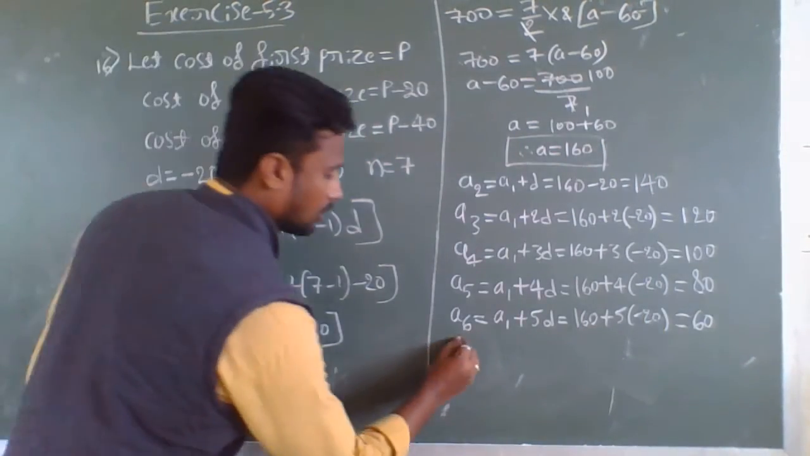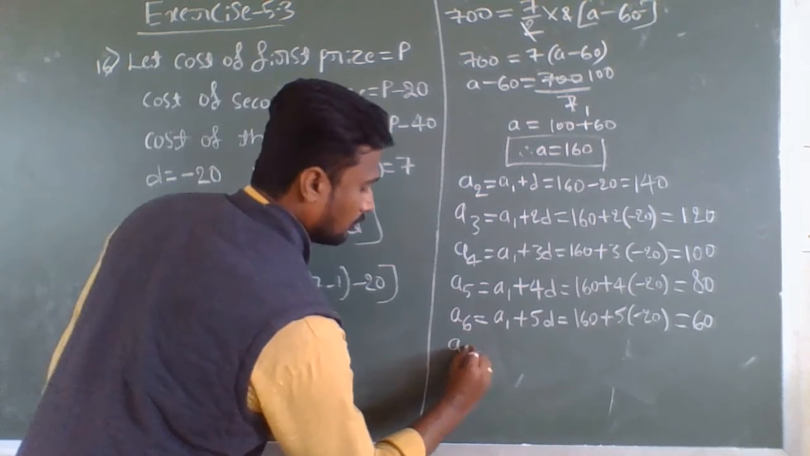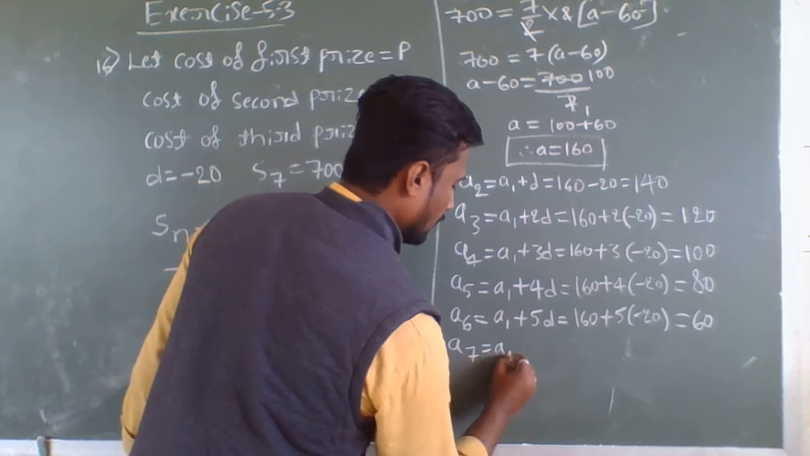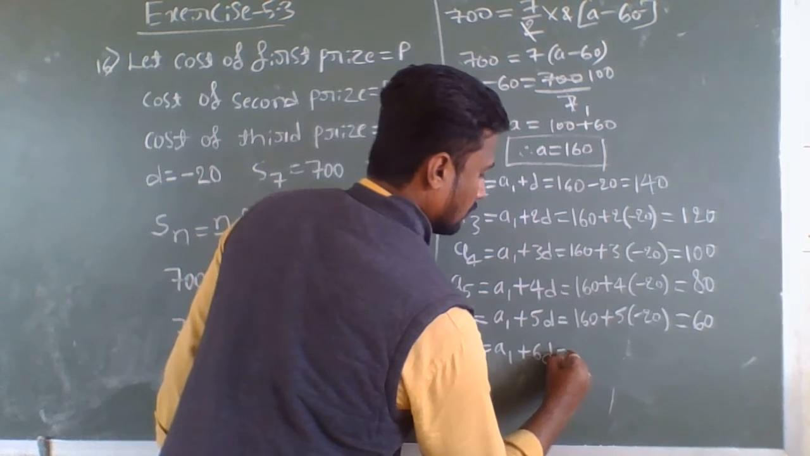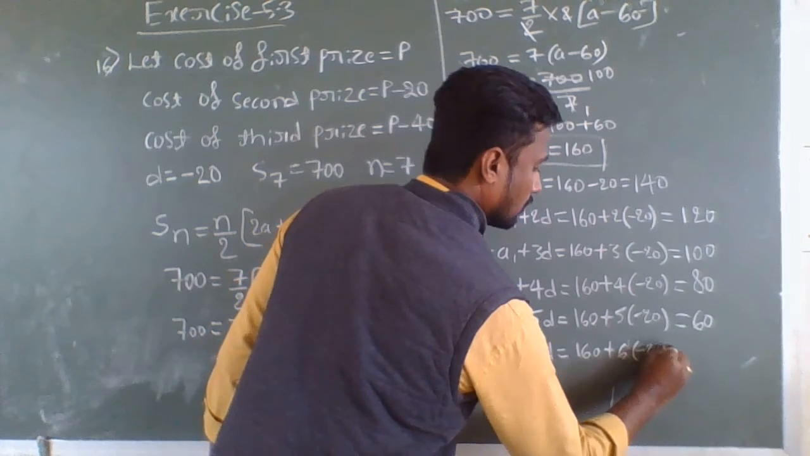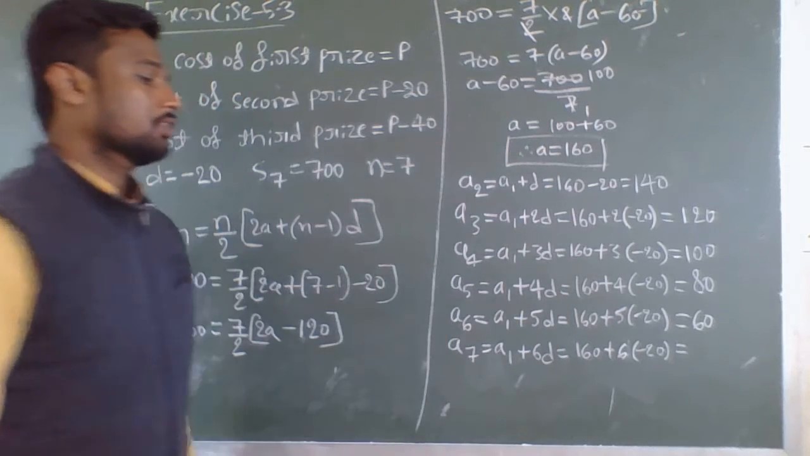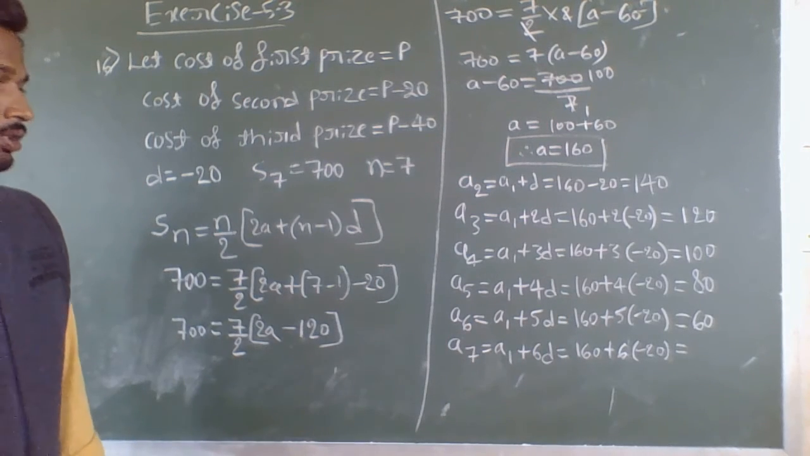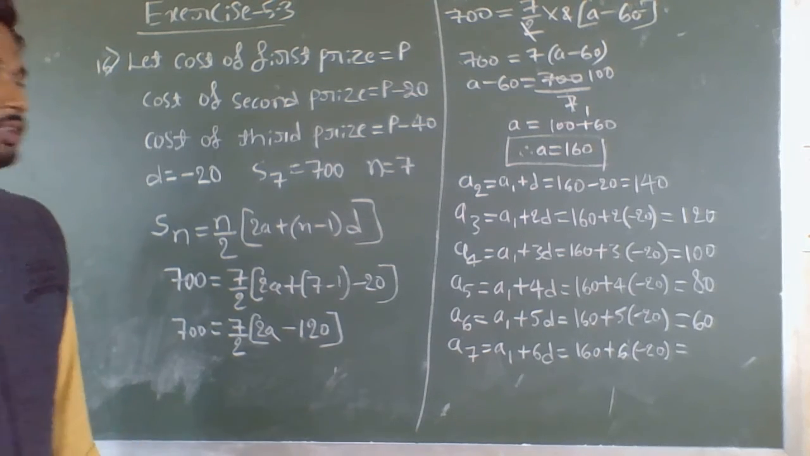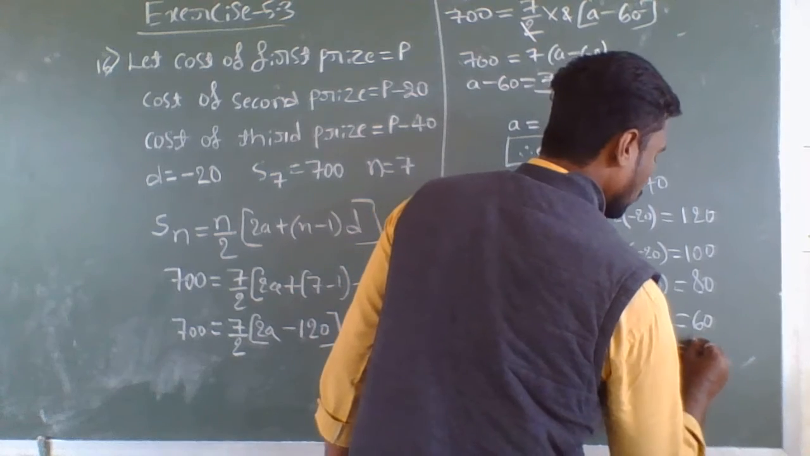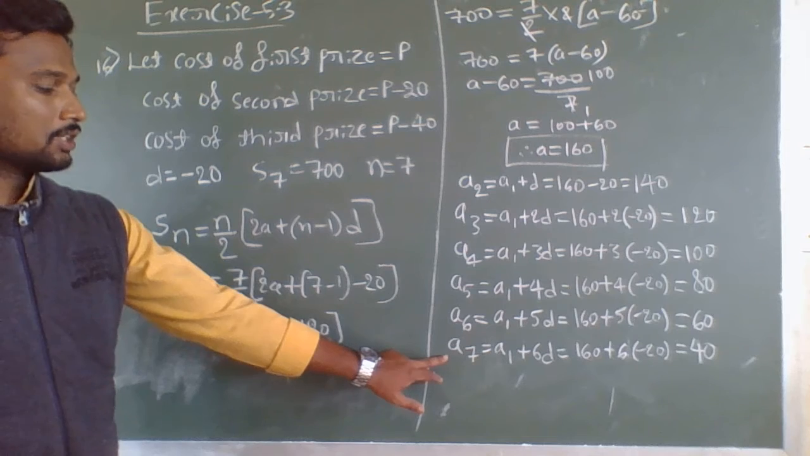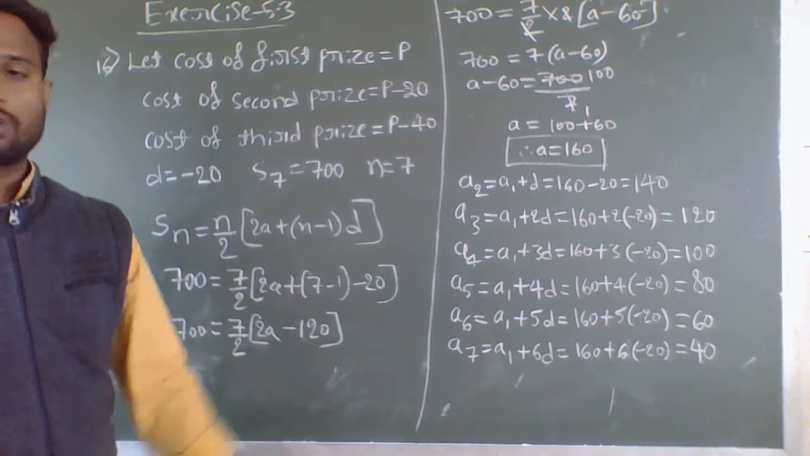So for the last term, we will calculate a7. Last term a7 is equal to a1 plus 6d. a1 value is 160, 6 into d, which is minus 20, equals minus 120. 160 minus 120 means what is the value? 40. So this is the nth term, the last term, the 7th price, which is 40 rupees.